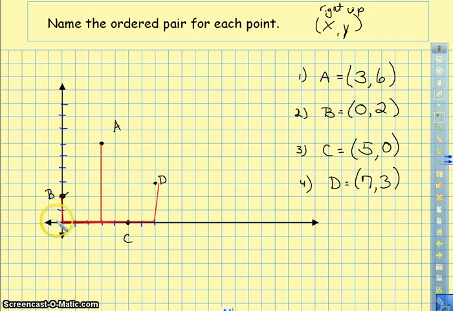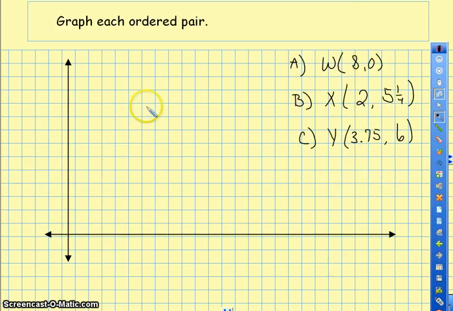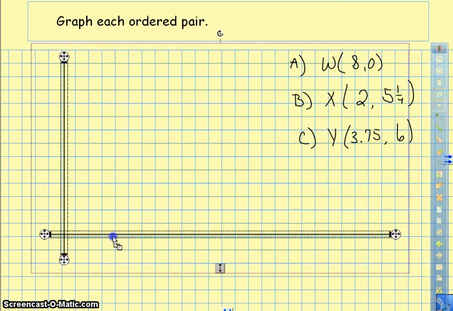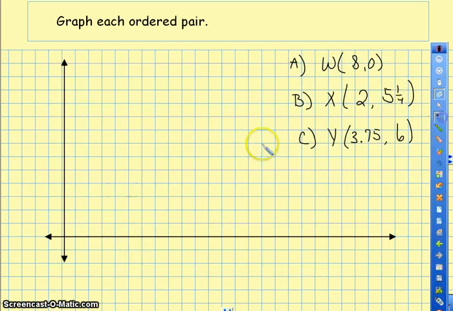Okay, so we start at the origin, go to the right, and then go up. However many we go to the right is the first number. How many we go up is the second number. Now we're going to graph the ordered pairs. So once again, let me fix these real quick. Okay, so here's my origin. We're going to mark my origin. The reason I do that is because that's where I'm always going to begin.